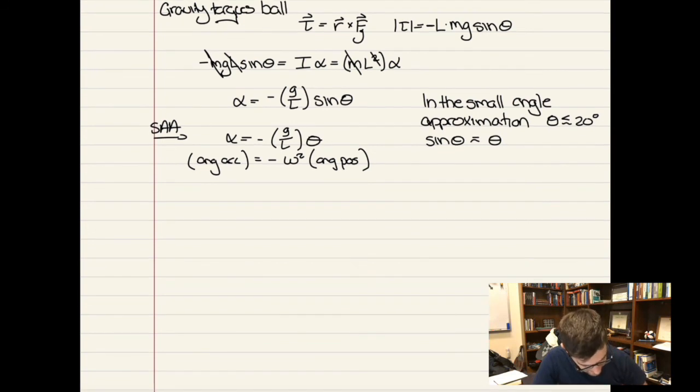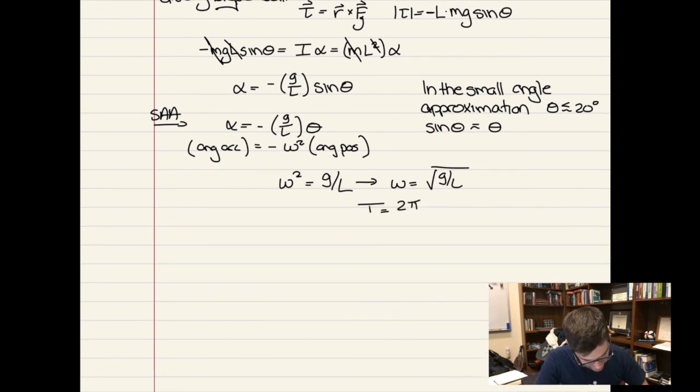Where we can then say that the square of the angular frequency is equal to g over L, or that the angular frequency is the square root of g over L, or that the period, which is 2 pi divided by omega, equals 2 pi times the square root of L over g. Again, we convinced ourselves this should have been the scaling, the square root of L over g. And we're seeing that the math actually shows this to be the case, which is a treat.